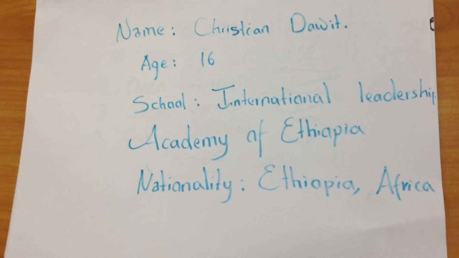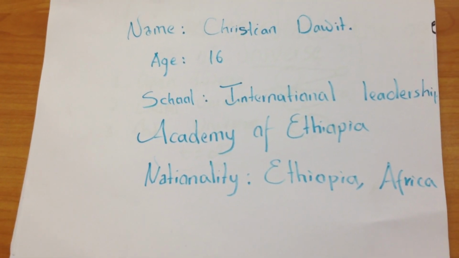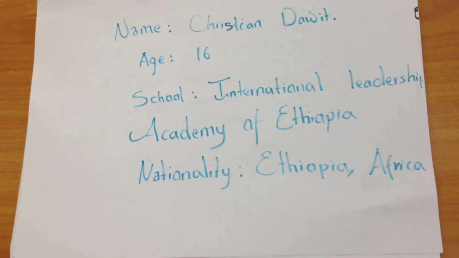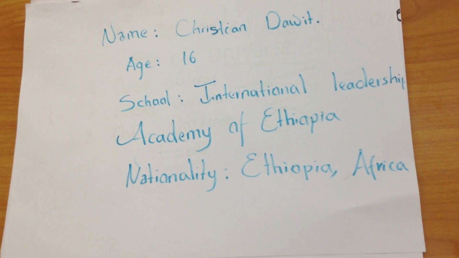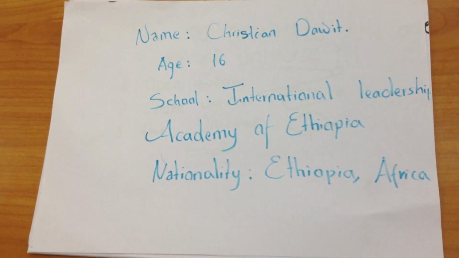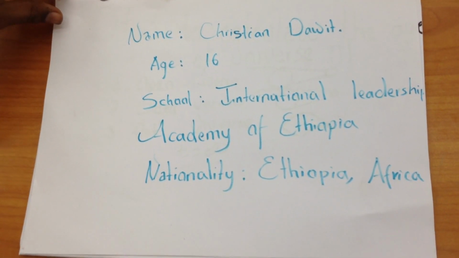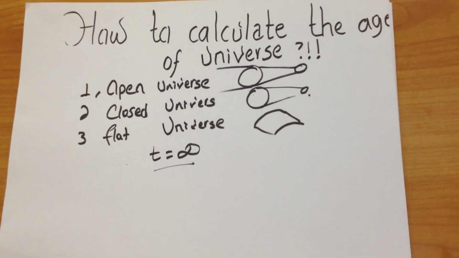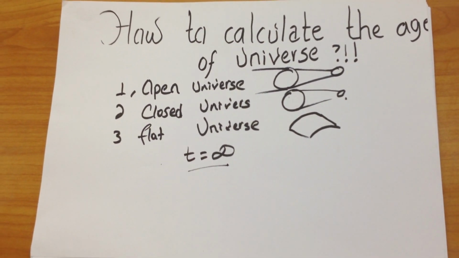I'm Christian Dawit. I learn at the International Leadership Academy of Ethiopia, and I live in Ethiopia, which is found in Africa. I'm 16 years old, and I bet every one of you knows your age. Today I bet you are going to be interested in calculating the age of the universe, and today we are going to calculate the age of the universe.